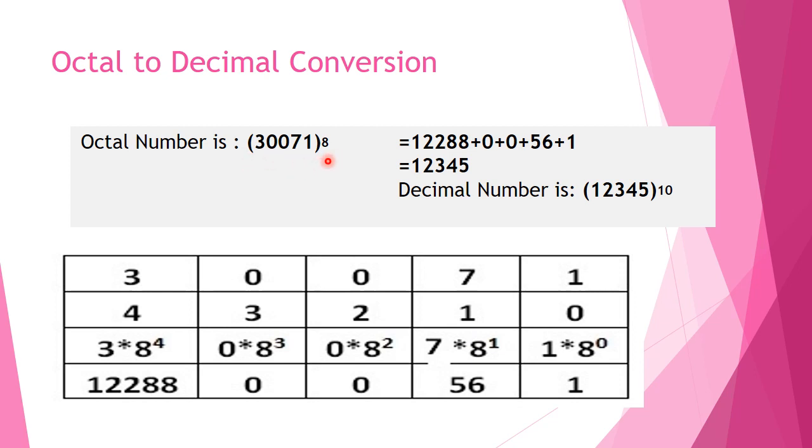Since the base is 8 in the octal number system, I have kept 8 over here. So now how will you convert? First write in this table form: 3 0 0 7 1. Now in the next step you need to write their positions.